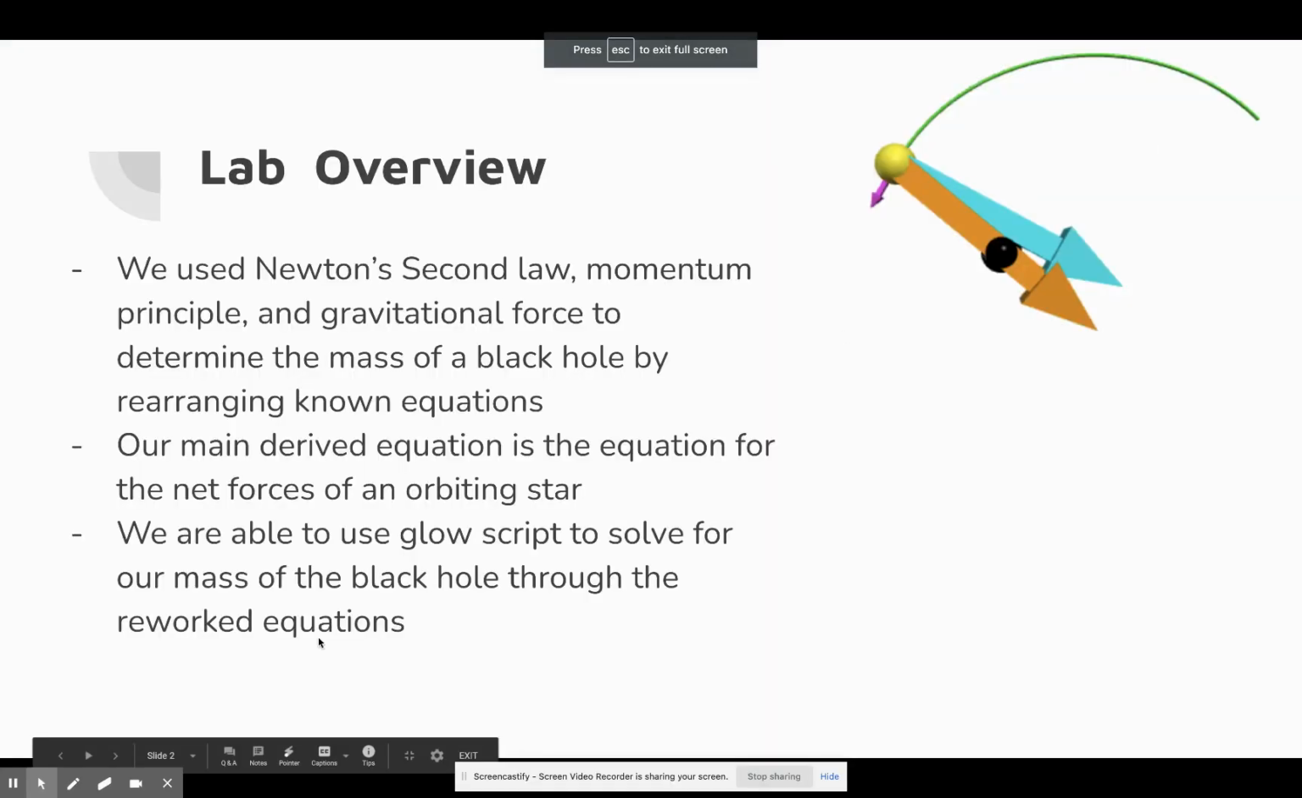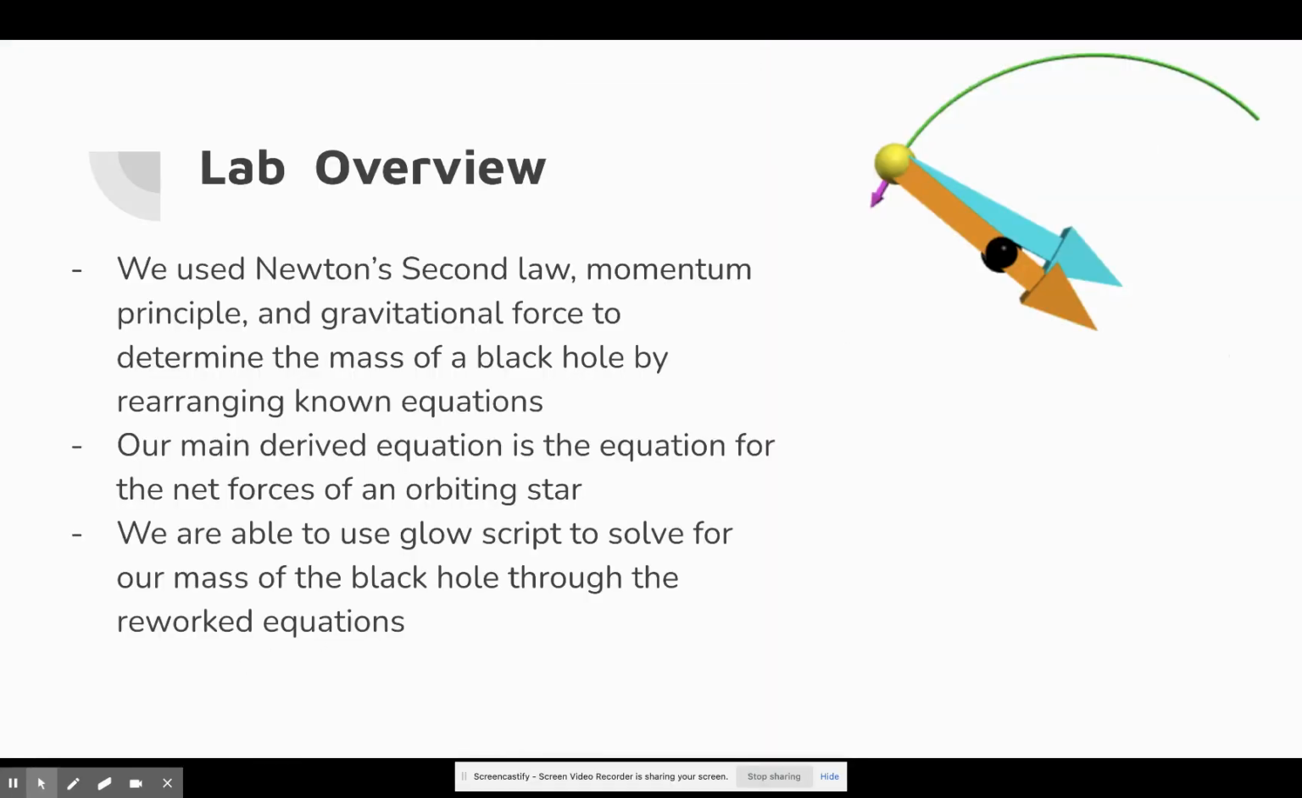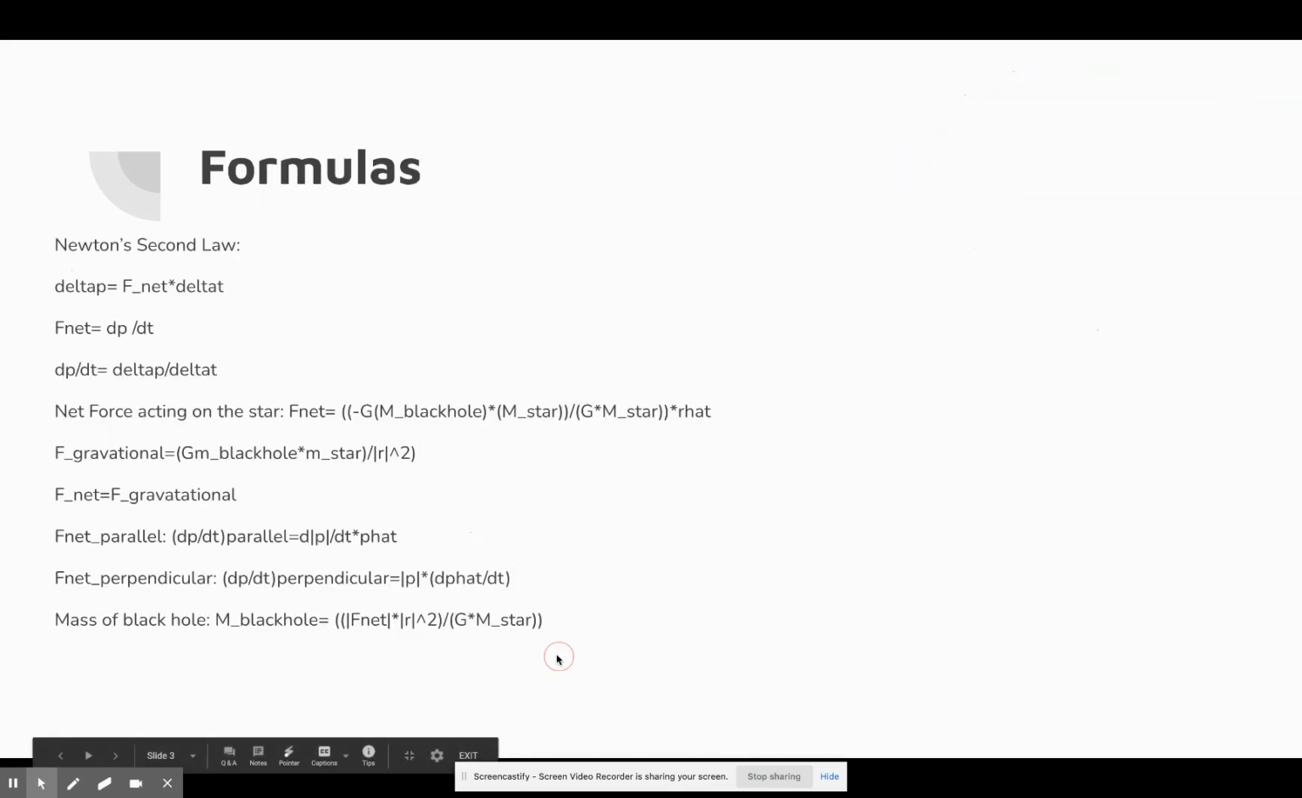For lab 3, we use the momentum principle and gravitational force to determine the mass of a black hole by rearranging our known equations. We mainly rearranged our equation for the net force of an orbiting star. As we can see from this picture, we have the star's position, and we have those forces coming off of it. So we're able to easily do this using GlowScript.